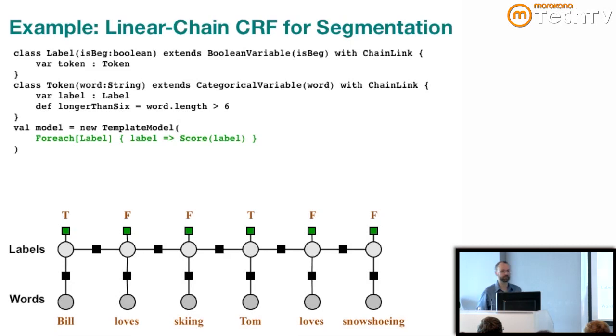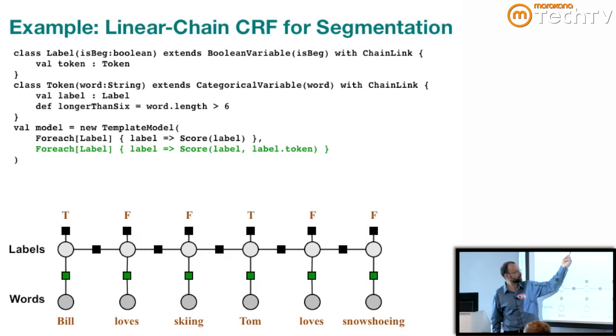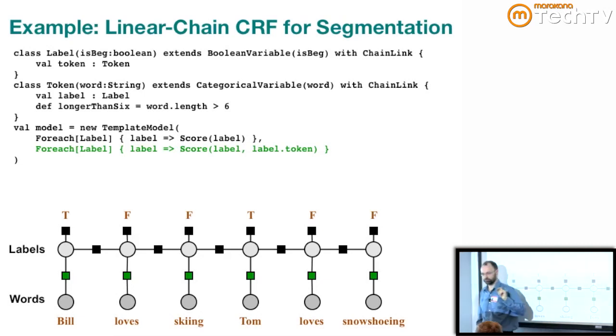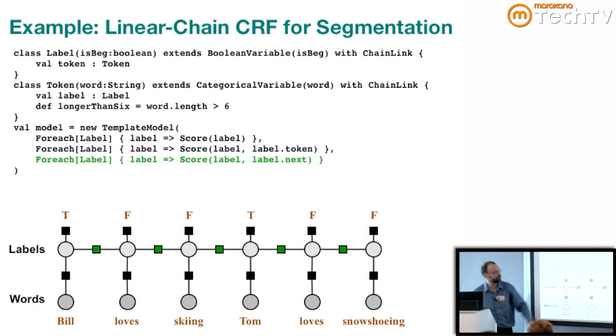OK, then we specify our model. So this is a model that's going to have templates for factors. Here's how we say that this kind of factor exists. It's a factor that expresses a prior probability on certain labels independent of any evidence. Here's another one that expresses this factor between tokens and labels. So every label should have some factor that expresses some compatibility score over itself and its corresponding token, right? Which is what this says. And then here's how we specify this factor here.